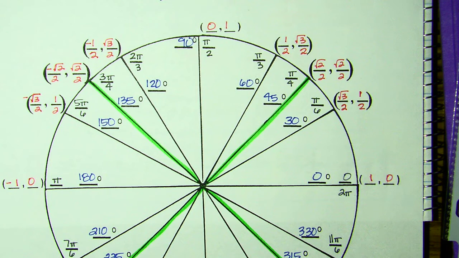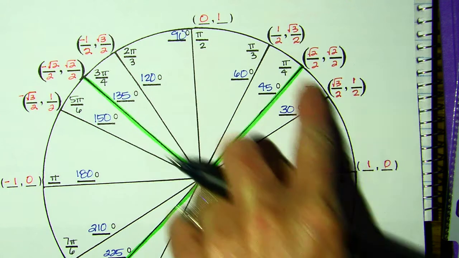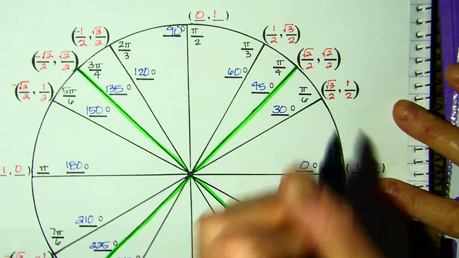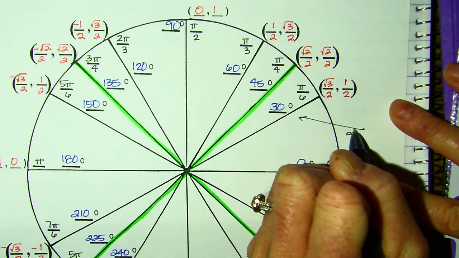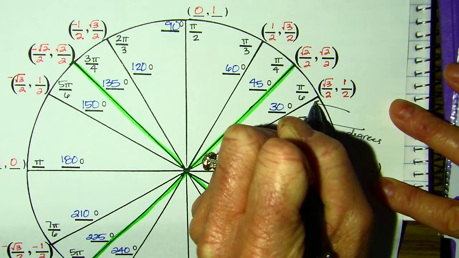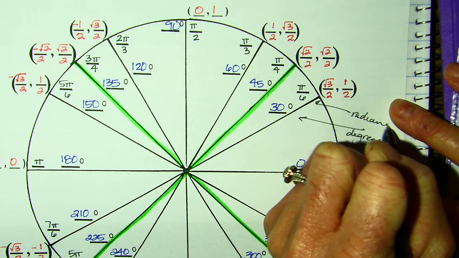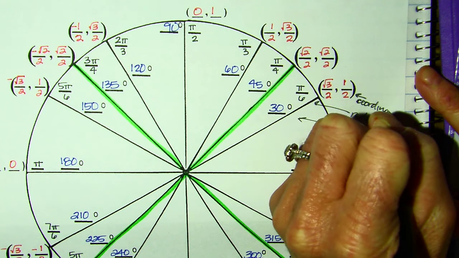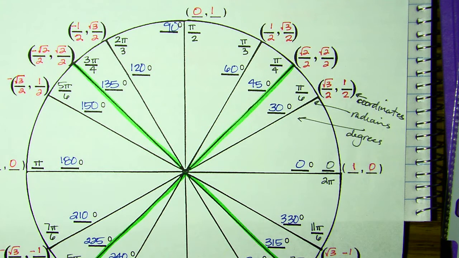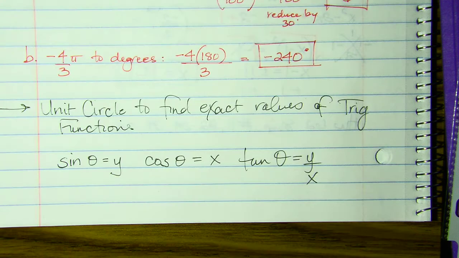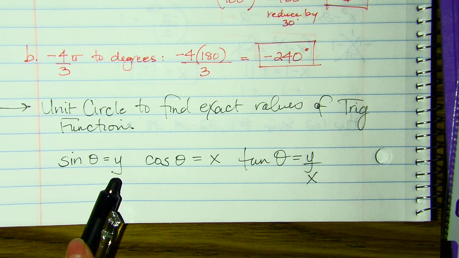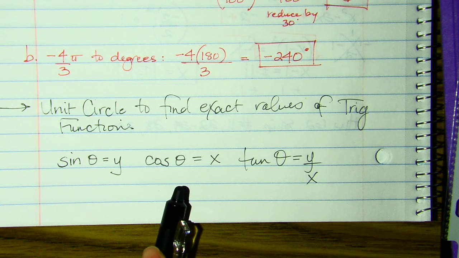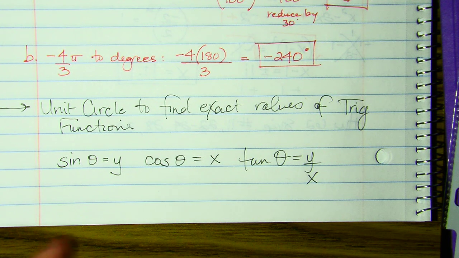Blue is the degrees, black is radians. So I've got degrees, radians, and these are coordinates. When I'm talking about x and y, I'm talking about the points in red that are on the outside. That includes an x and y value. So it's simply the sine of that angle is the y value, the cosine of that angle is x, and the tangent of that angle is y over x.